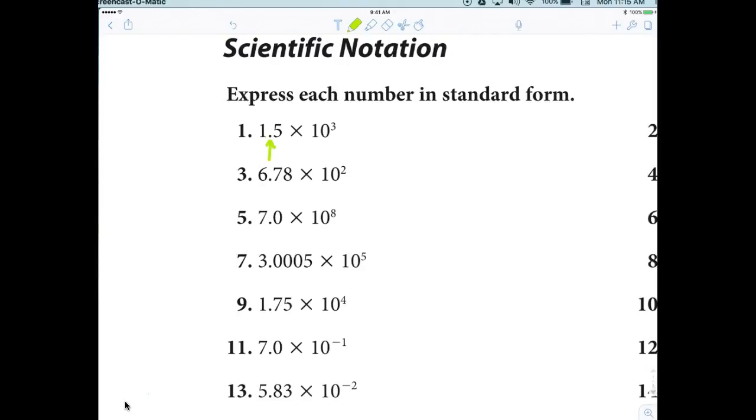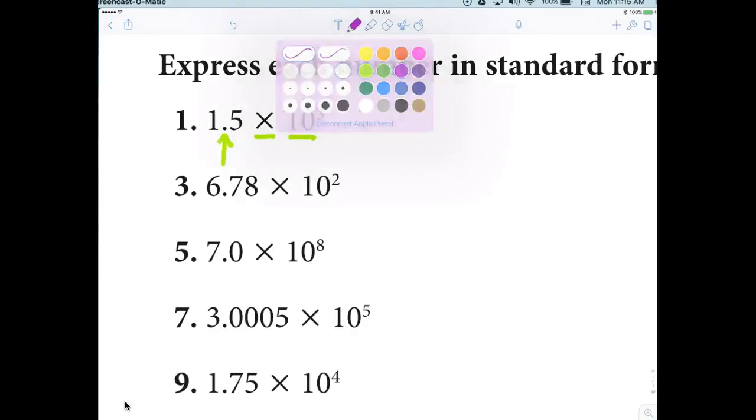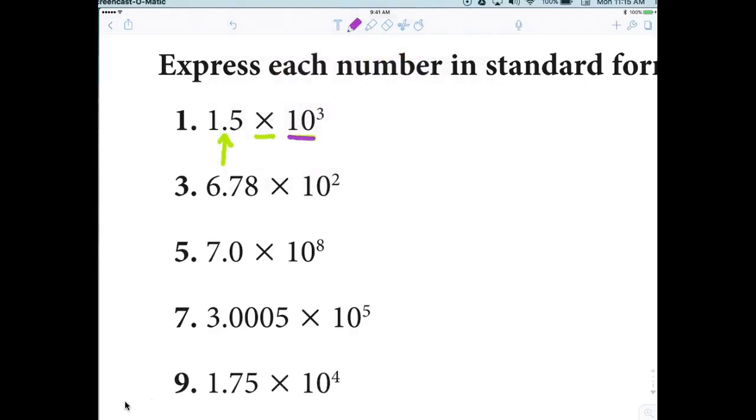So this is written in scientific notation, and it's always times 10. Now, the reason we say it's always times 10 is because that's what system we are using. The decimal system. In other words, everything's in powers of 10. Everything's in powers of 10.